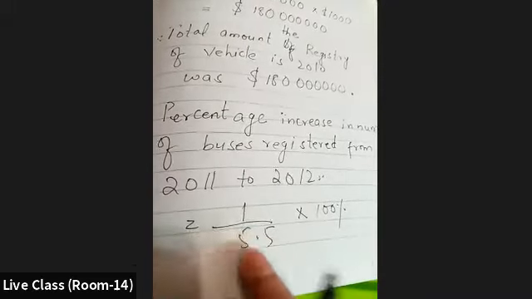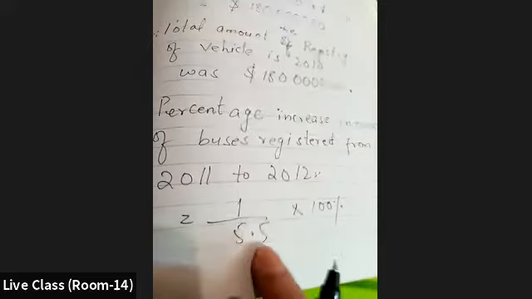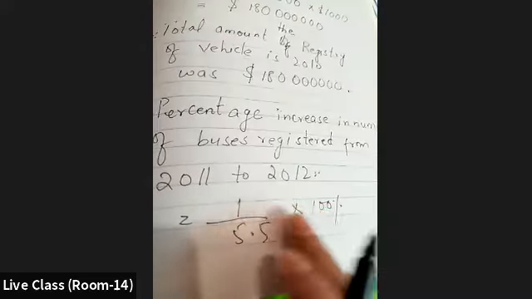Okay, 5.5 is the number of buses in 2011, multiplied by 100%. Okay, let's solve this like this. What is the answer? How can we solve this? 1 upon 5.5 multiply by 100%.